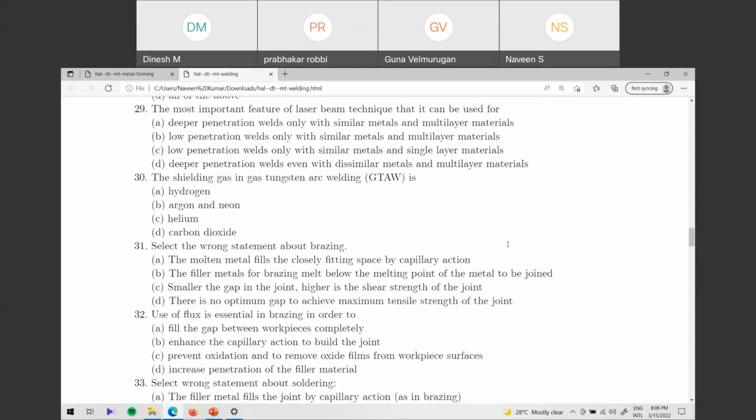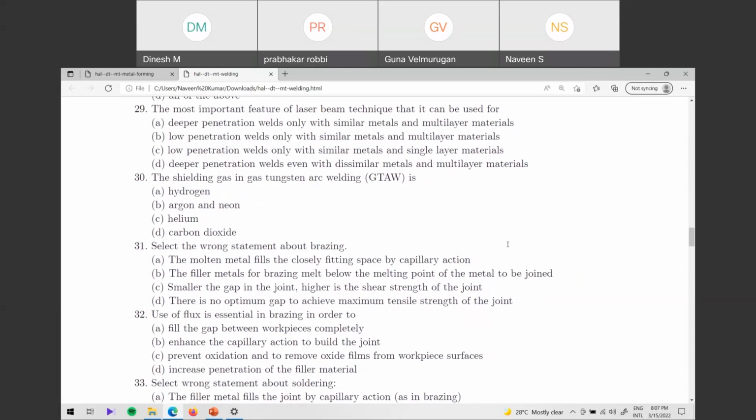The molten metal fills the closely fitting space by capillary action. It's true. So option A is wrong, because option A is true. Option B also is true. Smaller the gap in the joint, higher is the strength of the joint. Obviously, this is the wrong answer, no? There should be an optimum gap.